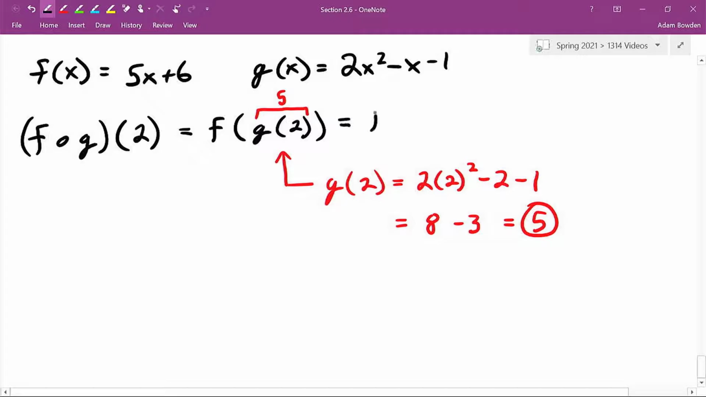So we'll calculate this as f of 5 instead. And if I calculate f of 5, that would be 5 times 5 plus 6. That would be equal to 25 plus 6, or 31.